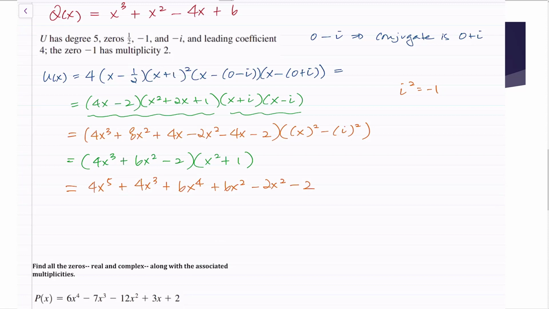And so as far as the final answer is concerned, there's a little cleanup there, not that much. But anyway, let's write it properly. So I'm going to have 4x to the 5th. I'll have 6x to the 4th. I'll have 4x cubed. And then 6x squared and -2x squared is going to be 4x squared, minus 2. And at that point, there really isn't much else to do. I'm done with that. And I'm sure that's how the learning management system would want that answer to be entered.